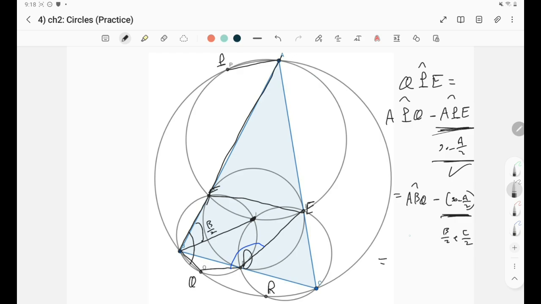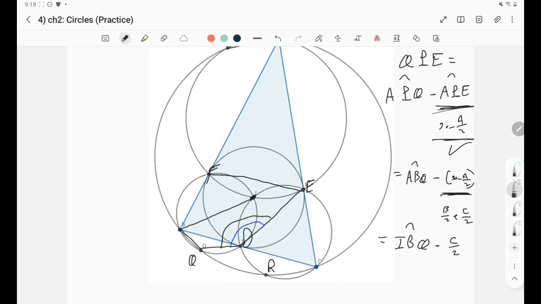It's just the angle IBQ minus C over 2. Okay, so now we got rid of this part. As I told you, 90 minus A over 2 is just B over 2 plus C over 2. You can do this manipulation easily. Okay, let me now delete that. Now we're working here with this angle here, IBQ minus C over 2, plus this angle here. Alright, now it's time to work with this angle.